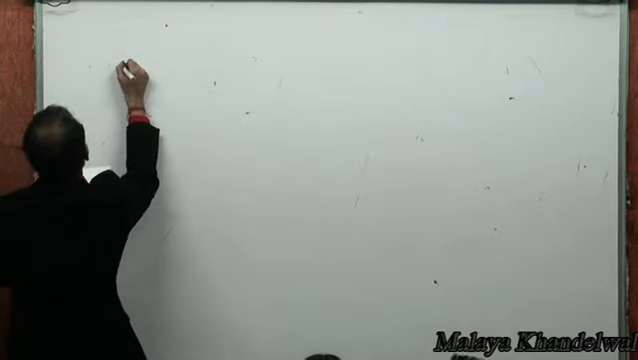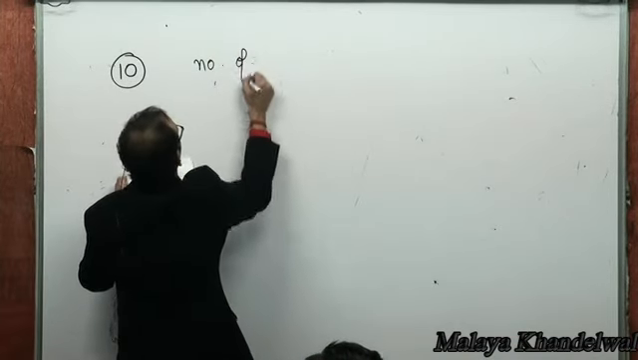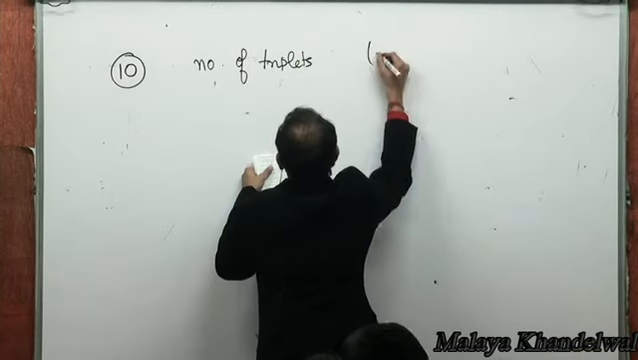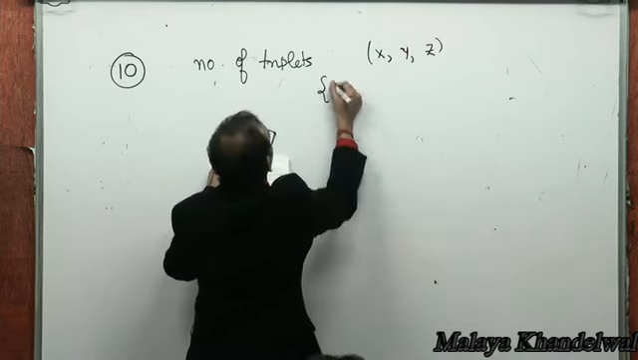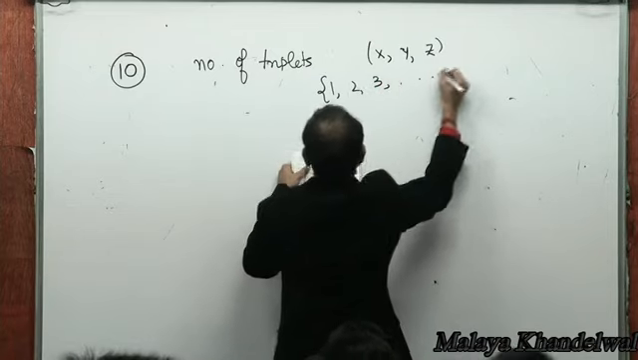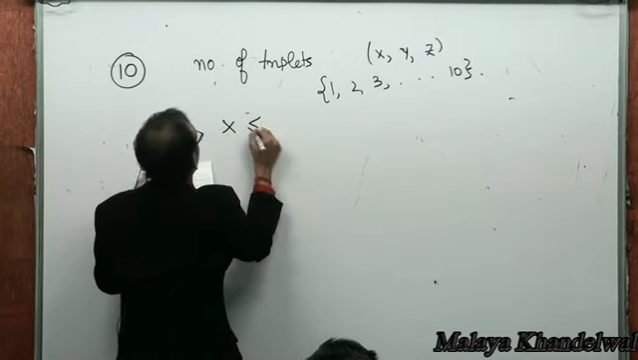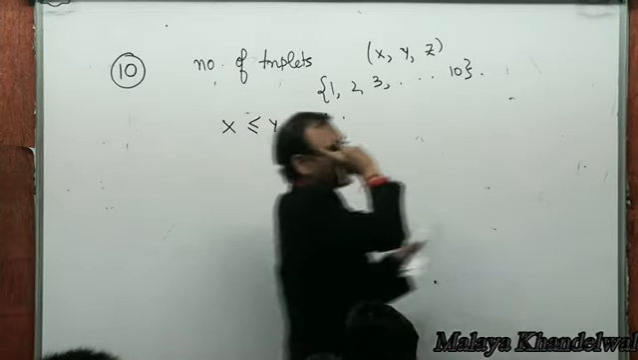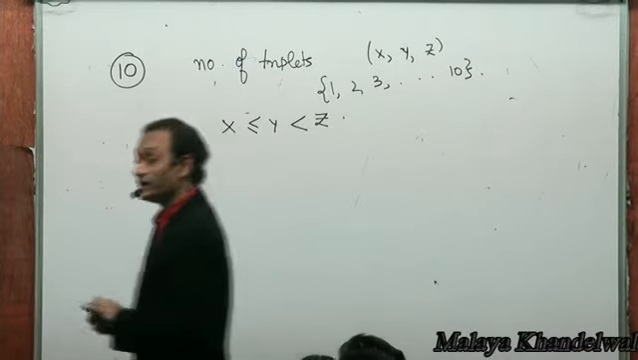Okay. Number 10. Number of triplets. We want to select triplets x, y, z from the set 1, 2, 3, up to 10, such that x is less than or equal to y, less than z. Subject to this condition, we want to select 3 numbers x, y, and z.